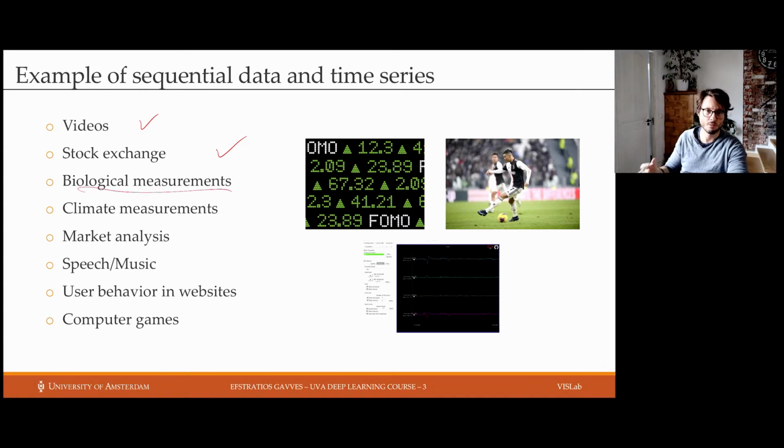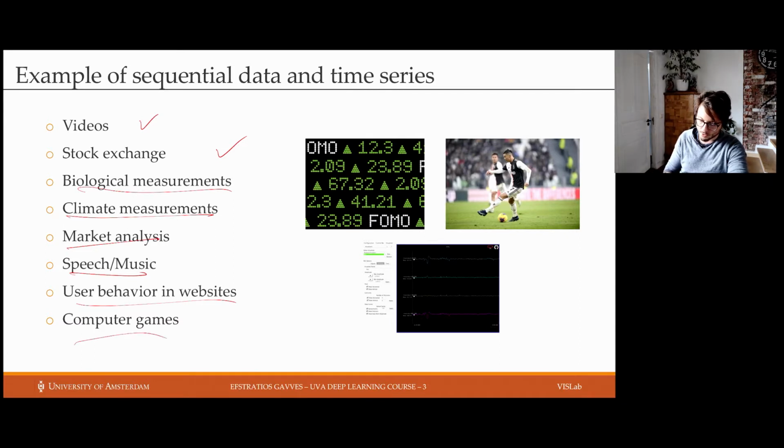Biological measurements come in sequences, so you can measure at each time of the day your heart rate, your blood pressure, and the likes, and then you would have a sequence of biological measurements. Climate measurements can come in sequences, so you can have videos, for instance, of icebergs moving, or of temperatures, and of other weather measurements. Market analysis, for instance, what's going on with regards to purchase and sales of various economic units. Speech and music are another case of time series of sequences. User behavior in websites, computer games.